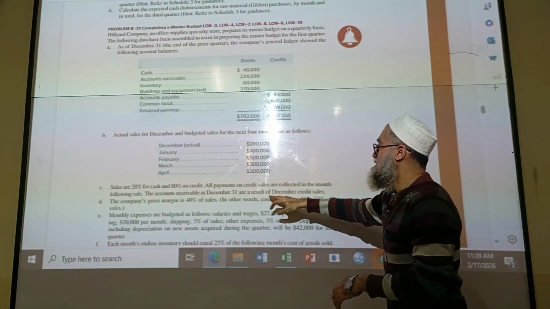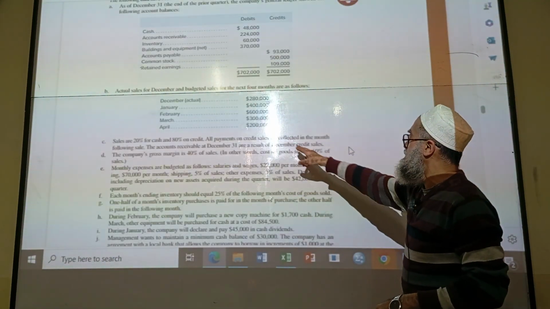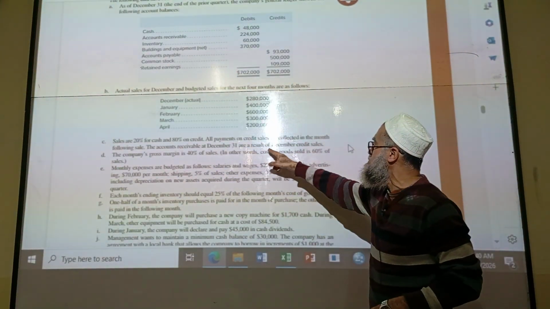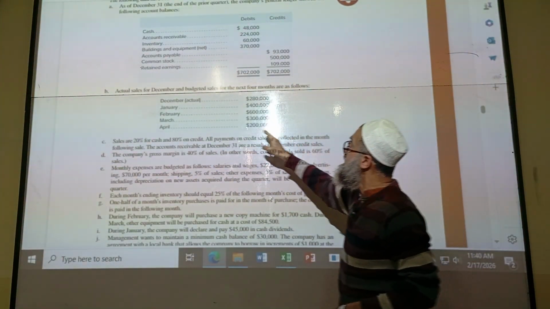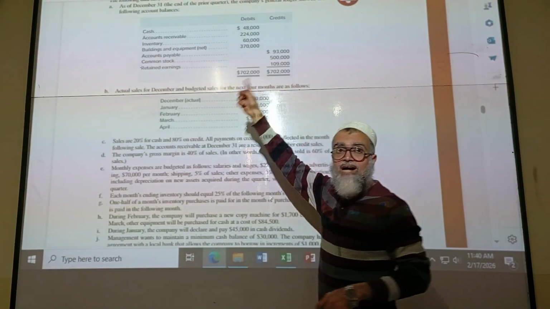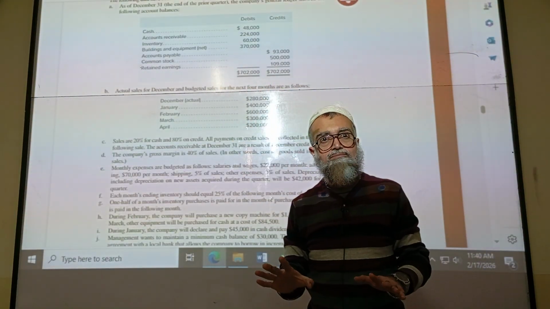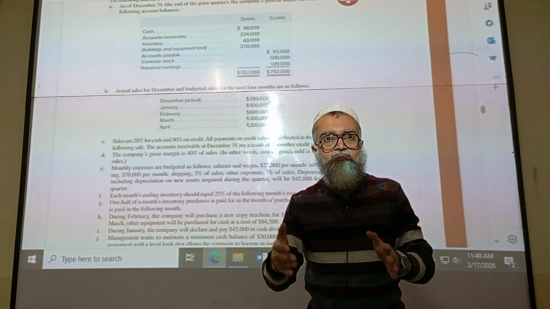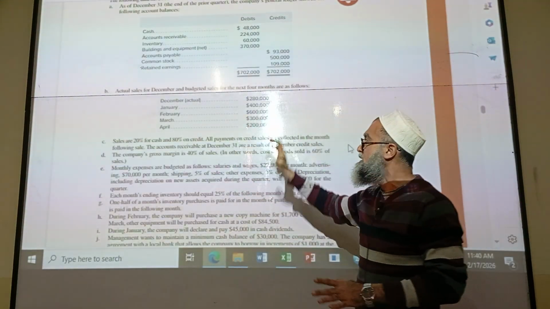Now the next thing is all payments on trade sales are credited in the month following sale. The account receivable at December 31st as a result of December trade sales, which is given over here, will be collected in full. It's not 20 and 80. It's the 80% which is still receivable, so you will collect it in full in your Excel sheet.